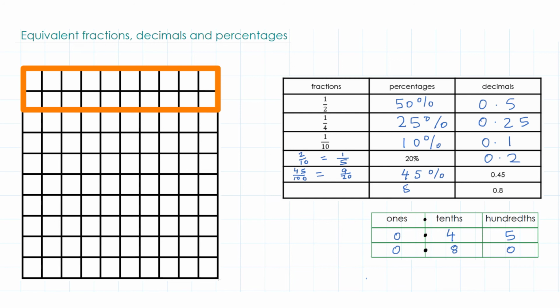80%. And as a fraction? Well, we said it was 8/10, didn't we? That's a fraction. Can we simplify it? Yes. We divide top and bottom by 2, and we get 4/5. So 0.8 is 80% and 4/5. I hope that's all clear.